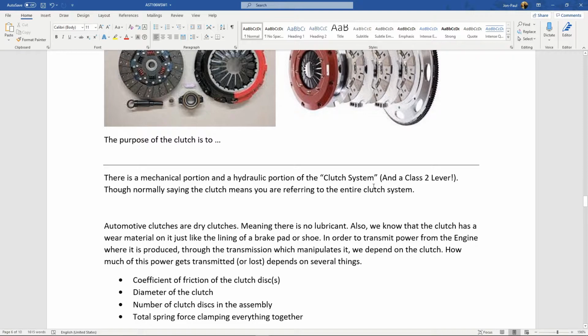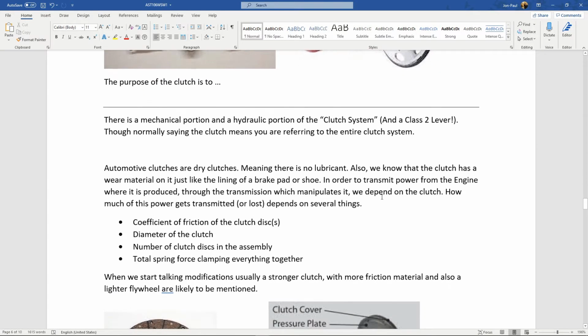Automotive clutches are dry clutches, meaning there's no lubricant. And why did he say that? That must mean there are wet clutches. And there are. So I'm going to segue here for just a moment and show you.